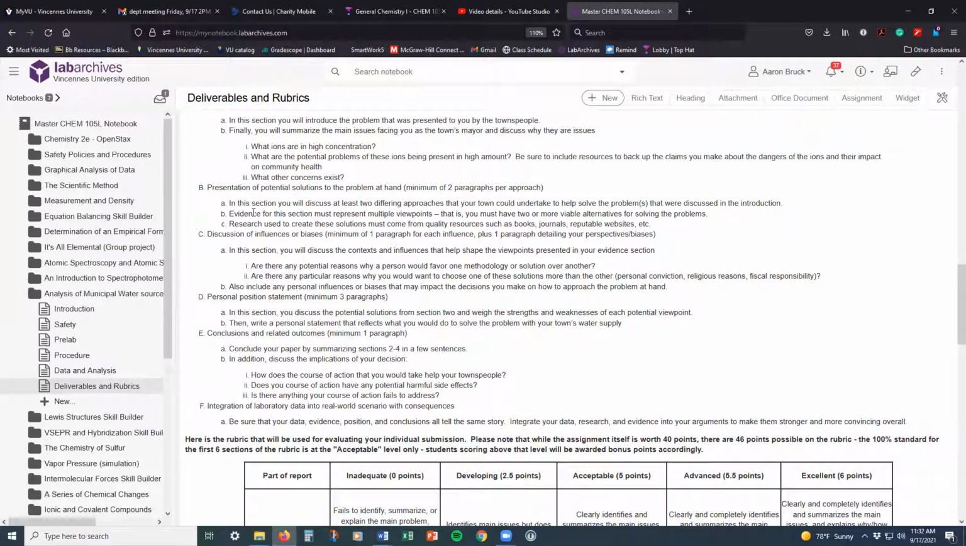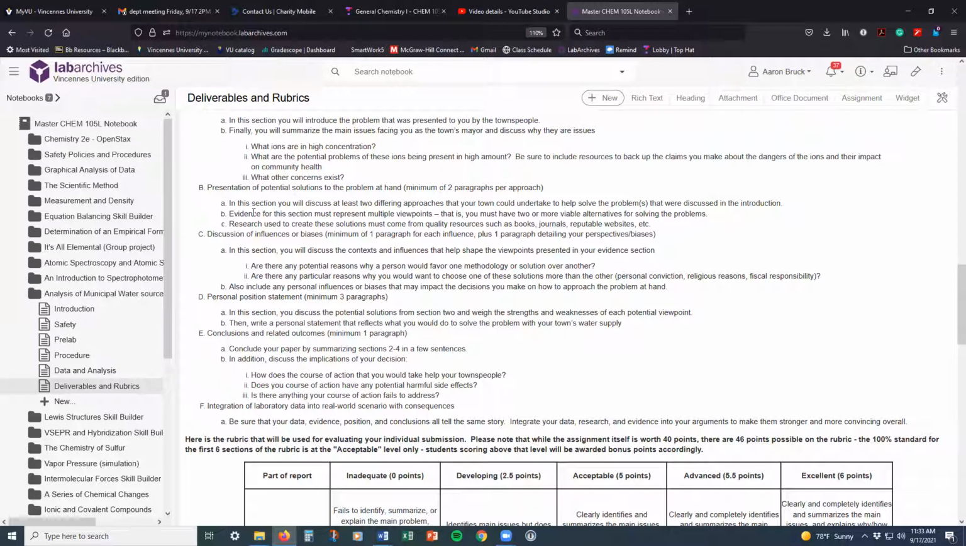Modifications to your wastewater treatment plant. Different techniques for getting rid of certain kinds of contaminants. So you need to research 2 of these solutions.